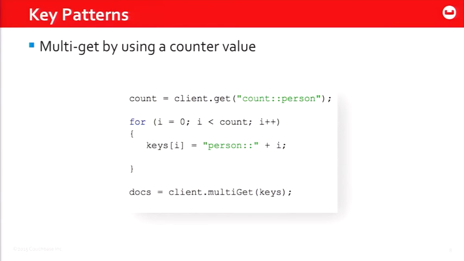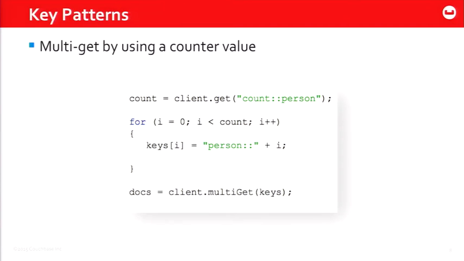Another thing, which you can easily mix up with counter objects: if you want to get multiple documents based on a key pattern, one way to do this is to create counters, and then based on those counter values, generate some keys, and based on those keys, perform a multi-get or something like that, right? So this is just an introduction to how you can query data from Couchbase.